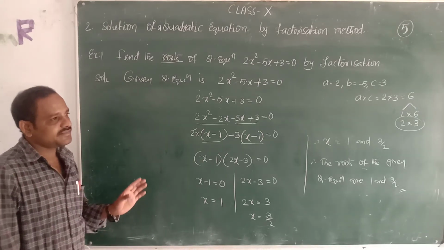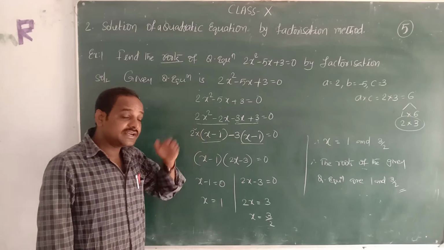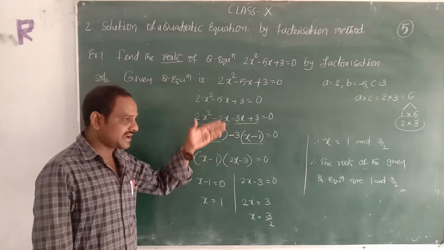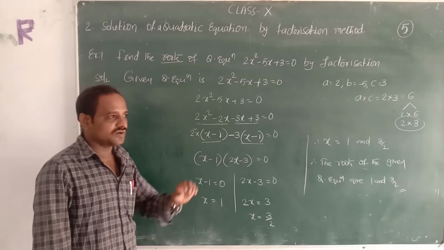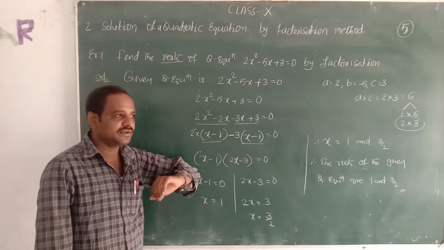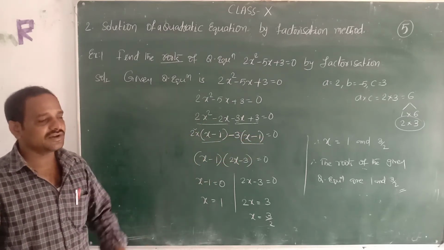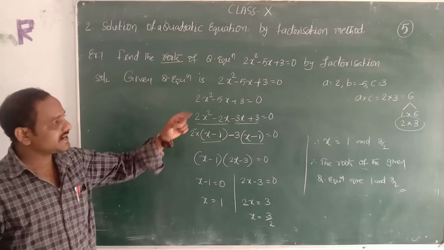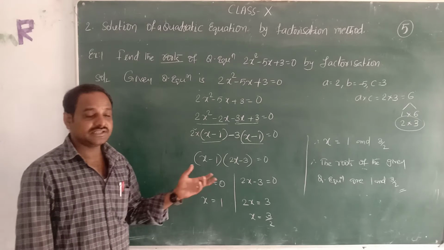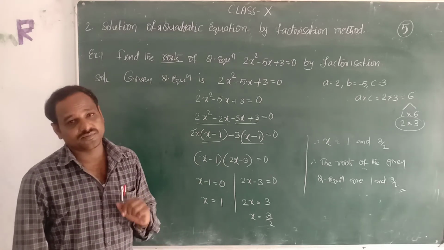These types of problems are important for 2 marks. And the second type of problems is factorization, but a word problem will be given. So we have to convert that word problem into the form of a quadratic equation. Later we have to find out the roots of that quadratic equation by using the factorization method. That is 4 marks. Such types of problems will be asked for 4 marks.